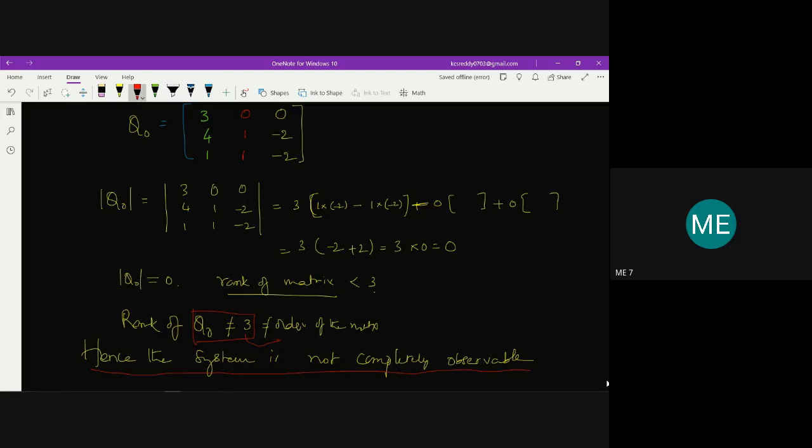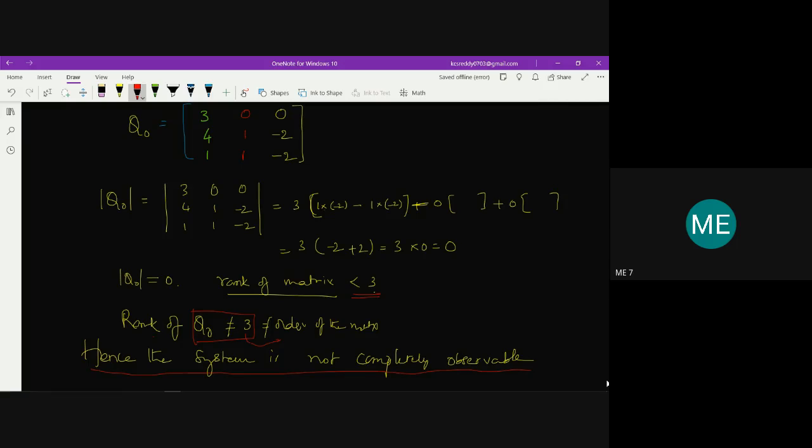If the rank of Q naught is equal to 3, then the system is completely observable. That happens when the determinant of the Q naught matrix is a non-zero value. So here the determinant of the matrix is 0, then the rank of the matrix is always less than 3. It is never equal to 3. So that is why the rank of the matrix is not equal to 3. Hence the system is not completely observable.